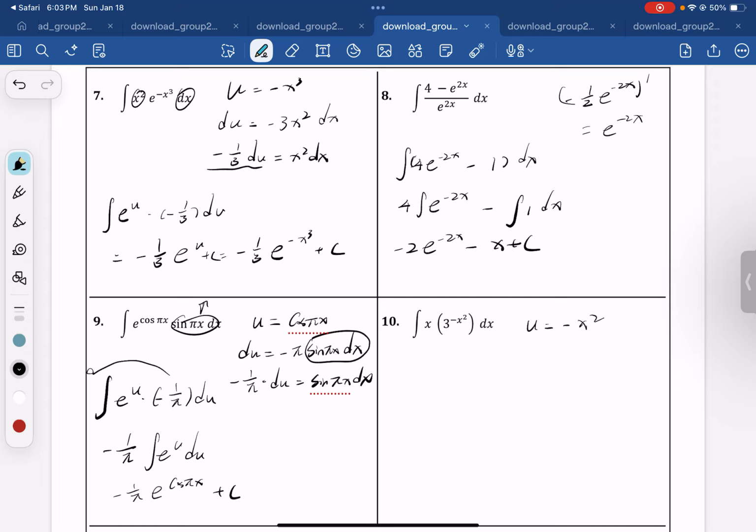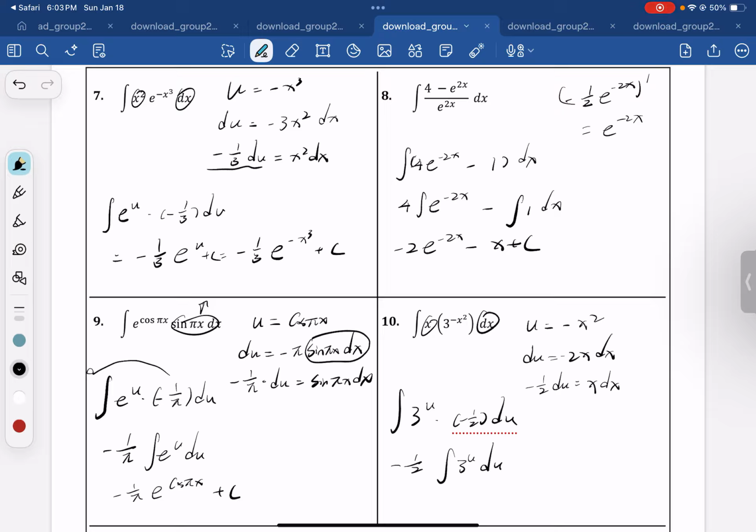The last one, we make u equals negative x squared. So du equals negative 2x dx, and x dx equals negative a half du. So this part we can substitute with negative a half du. So it becomes the indefinite integral of 3 raised to the power of u times negative a half du. We put negative a half in front of the integral, so negative a half times the integral of 3 to the u du.